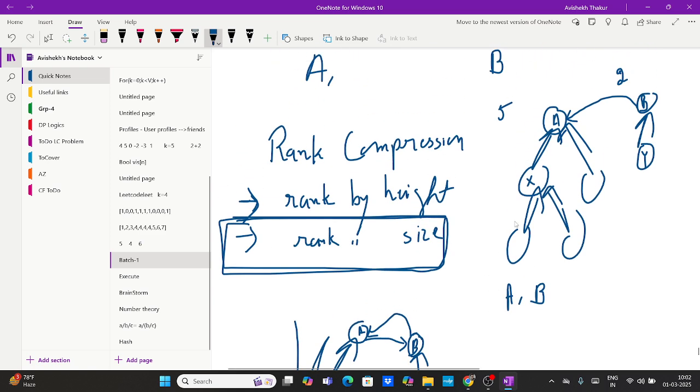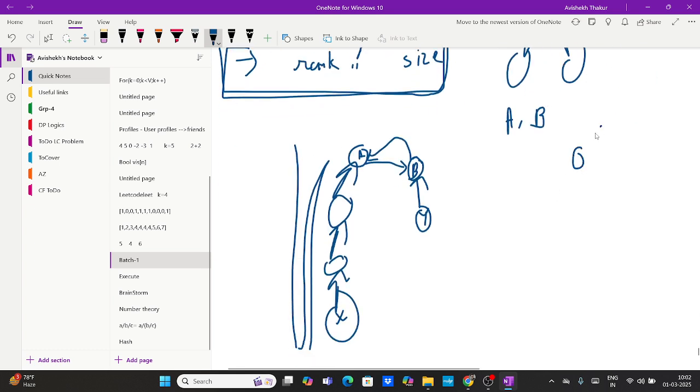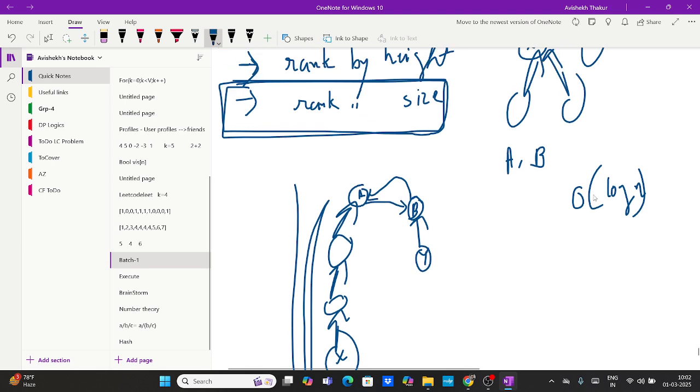Let me tell you why this is being used, rank by size, and why it is used most of the time. There is a theoretical paper. Obviously, I am not saying this in my own words. Whenever you merge from smaller to larger, the max height it can go up to is log n. So the max height can go up to log n itself.